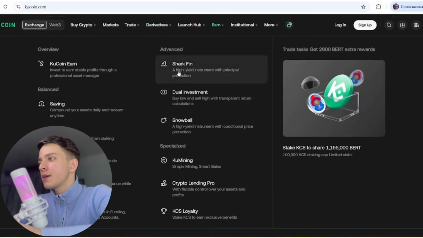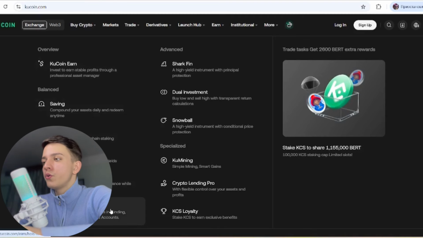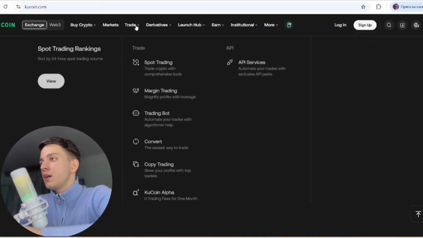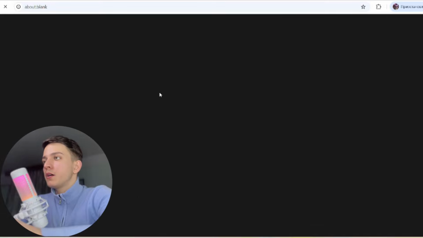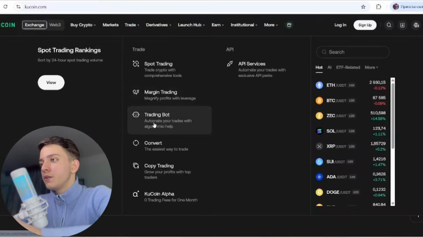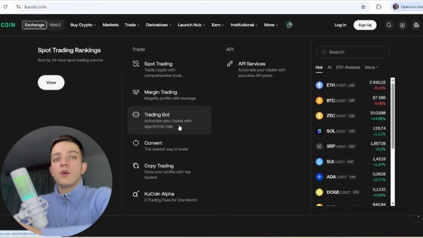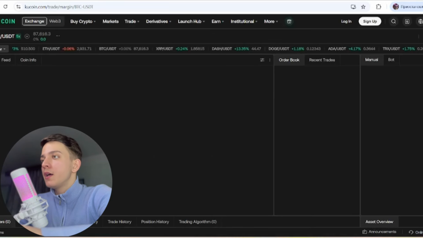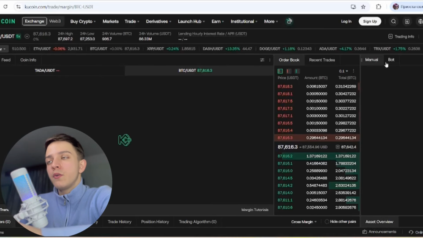For example, let's take a look over KuCoin Earn: saving, staking, promotions, hold to earn, and loyalty staking, like KuCoins to earn exclusive benefits, so shark fin, and etc. There you can see trade and margin trading, let's take a look. But before going to it, there is also a trading bot. Automate your trades with algorithmic help, the easiest way to trade. So you can open their manual.